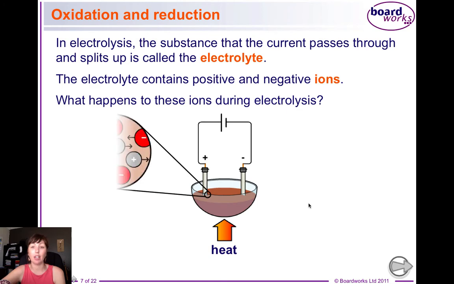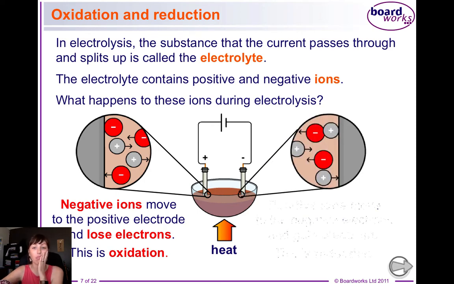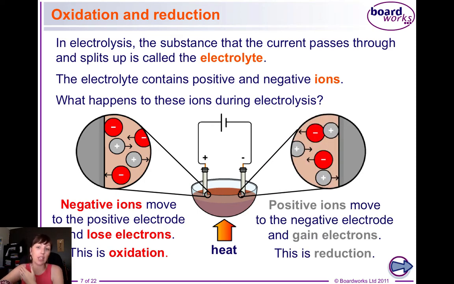So what happens to these ions during electrolysis? They're heated up so they're molten, or they're dissolved in water. It's one of those two. Either way, those ions are moving around freely. The negative ions are attracted to the positive electrode, and that's what they do. They move towards the positive electrode and lose electrons. This is oxidation. Positive ions move to the negative electrode and gain electrons. This is reduction.